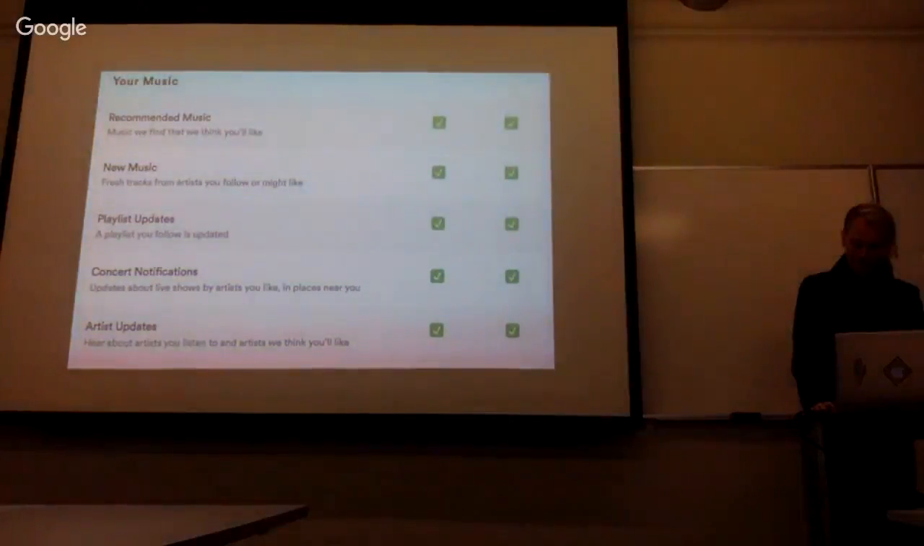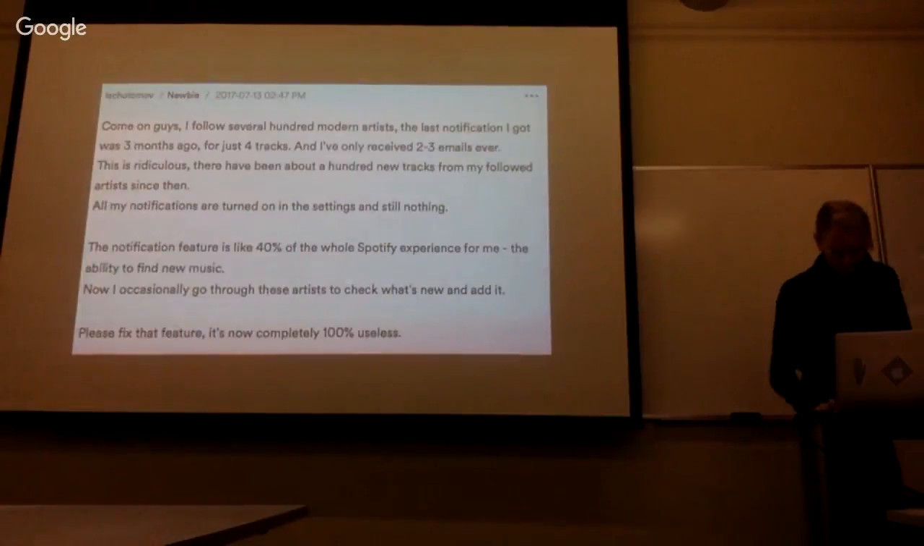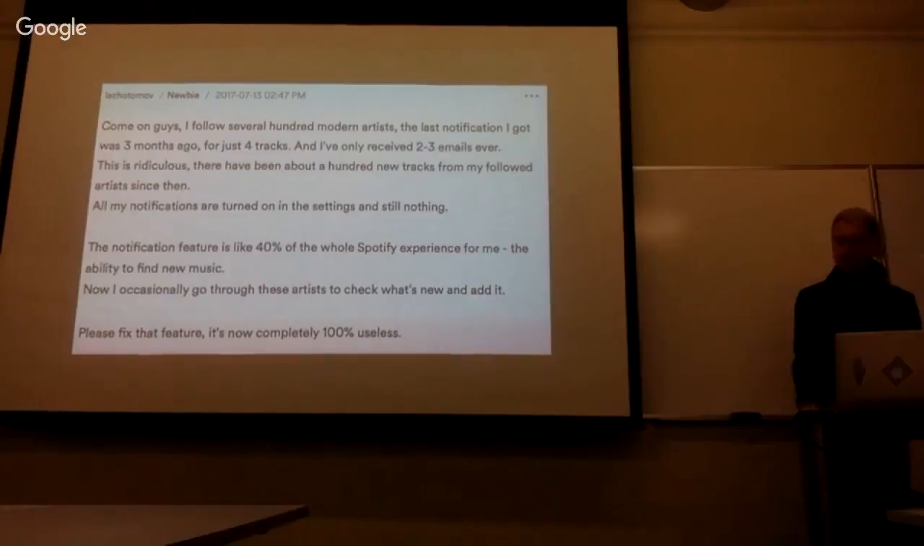So this is Spotify's notification settings. And as you can see, if you have all those selected, you would think that you would get notifications all the time. But my friends and other people on the internet, this is from the Spotify forums, have had issues for a long time with Spotify never sending any updates about the artists you follow. And this person says they've only received 2 or 3 emails ever, and the notification feature is 40% of the whole experience for them, and it's 100% useless.